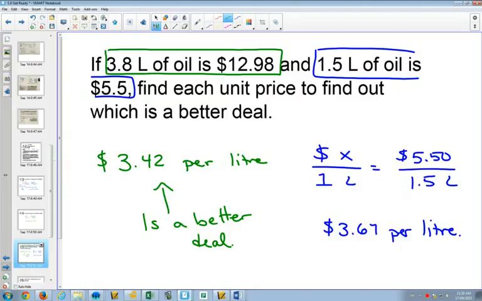Now, for some things, you'll never have to worry about unit prices. People rarely have to worry about unit prices for buying a car because they don't go to one dealership and they say, oh, we sell our Hondas in groups of 5. If you want to buy a Honda Civic, you have to buy 5 of them, and 5 of them is $87,000.